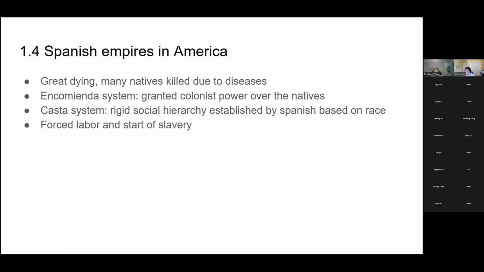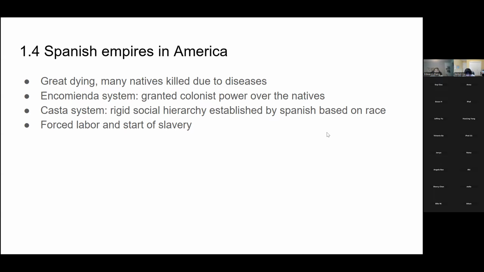And then one system that the Spanish Empire were known to use was the encomienda system, which is a system where they granted them power over the Native Americans. The goal of that was to ensure that they could spread themselves and get power over the Native Americans.